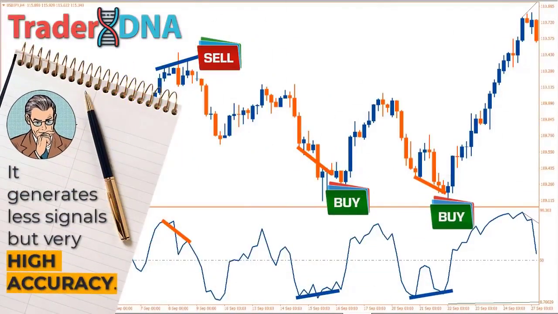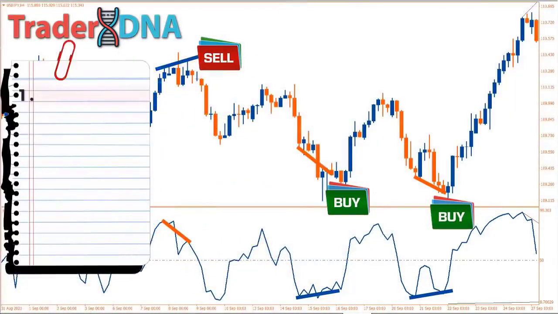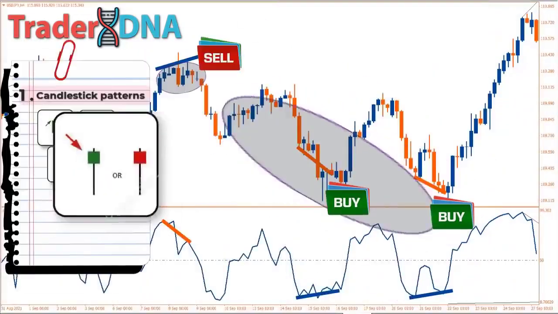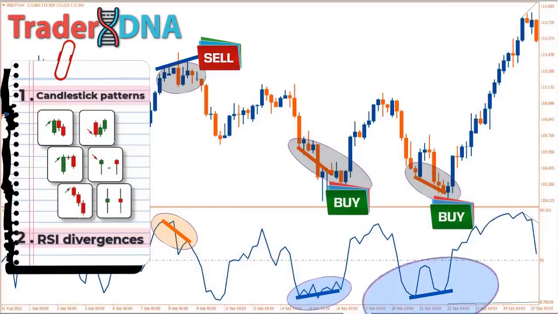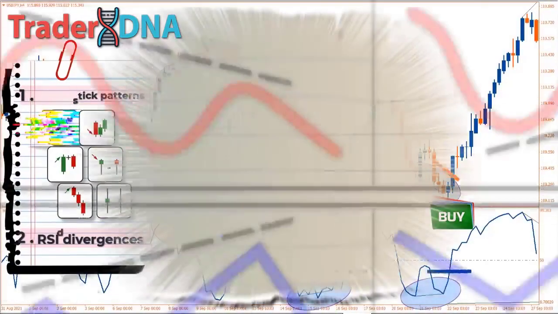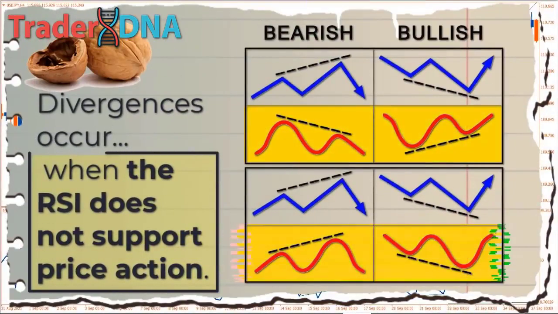And now, in this trade setup, we will look for two features. First, candlestick patterns. Second, RSI divergences. If you are not familiar with the concept of oscillator divergence, no worries, here's a short introduction. In a nutshell, divergences occur when the RSI does not support price action.